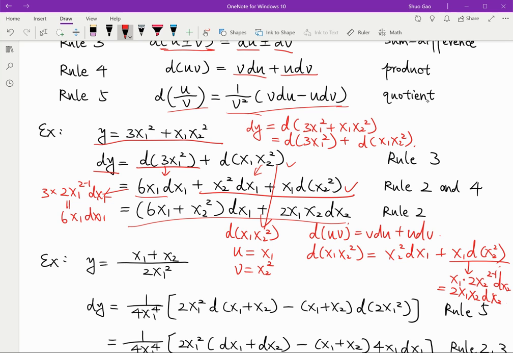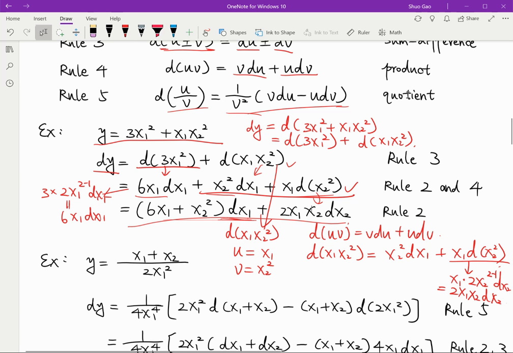So we get the final result here: 6x1 plus x2 squared, times dx1. We just combine the common terms together. And then the second one becomes 2 x1 x2 times dx2. So this is the final result of the total differential of y.